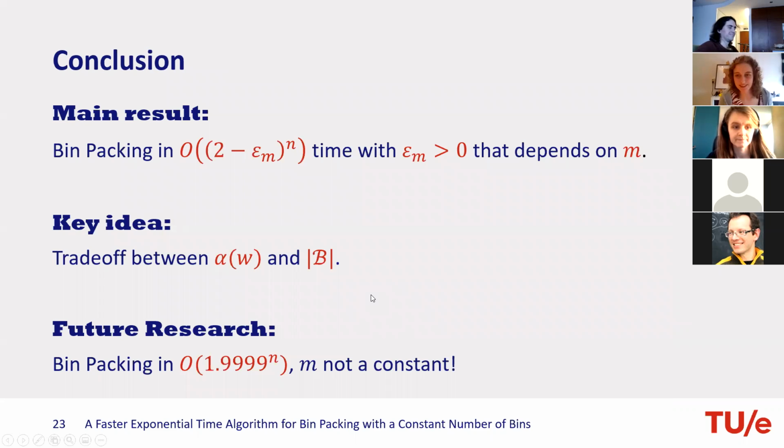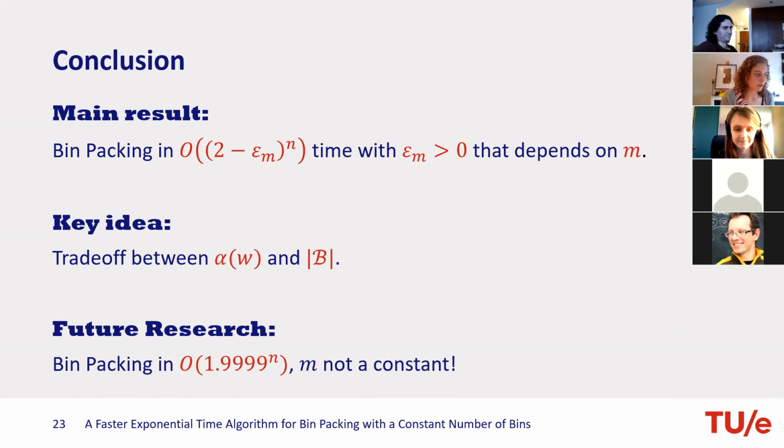The main result is that we did something faster than 2 to the n, like 1.99 to the n, where this epsilon then every time depends on the number of bins. And then the key idea was that there's a trade-off between these parameters, alpha of W and the set B. And then either algorithm A is going to be small or fast, or algorithm B is going to be fast.